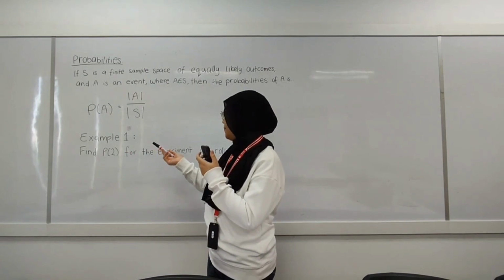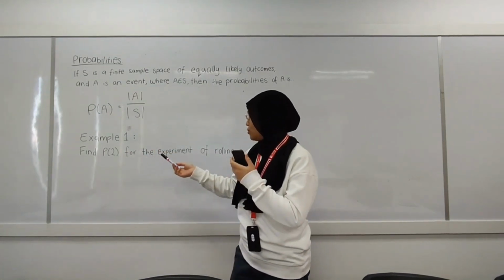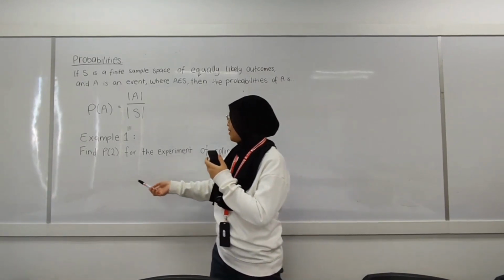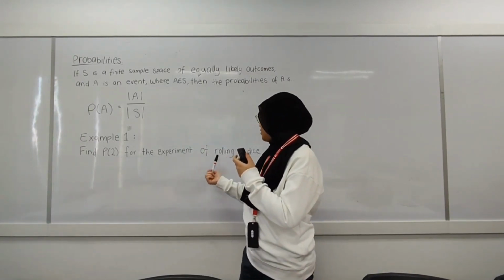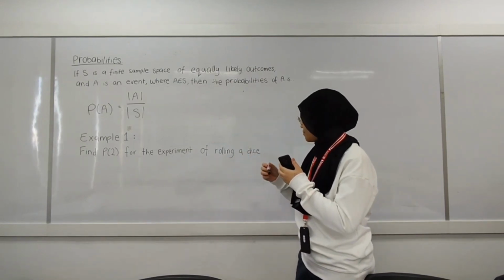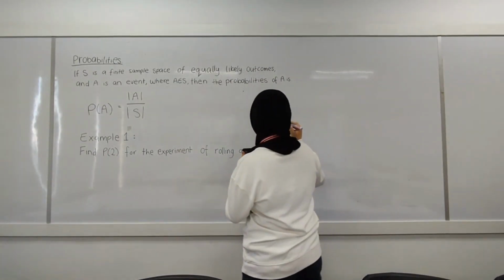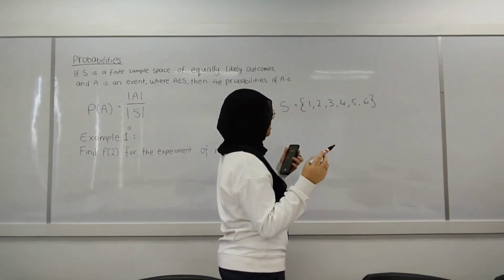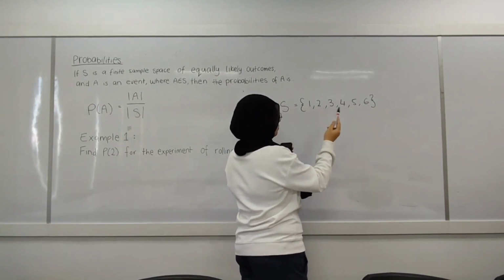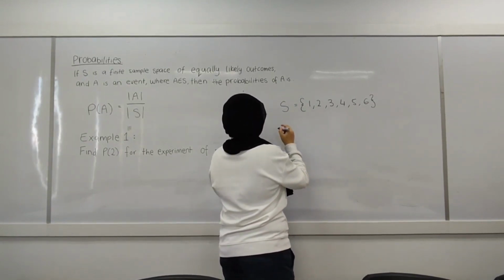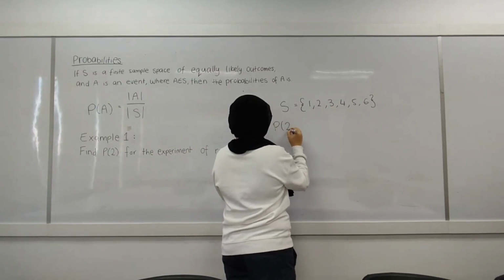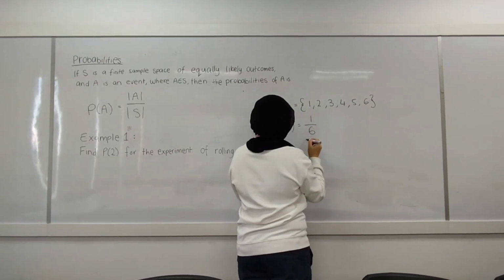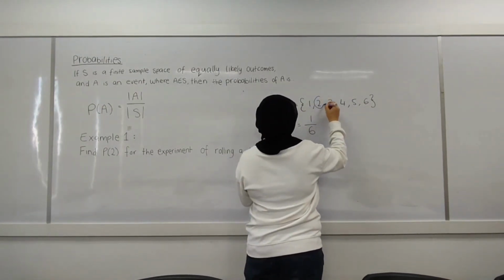So example 1: find the probability of 2 for the experiment of rolling a dice. So the event is 2 for the experiment of rolling a dice. The sample space of rolling a dice is each side of the dice, which we know is 1 to 6. So the probability of 2, the event, is 1 over 6, because we only have 1 here.